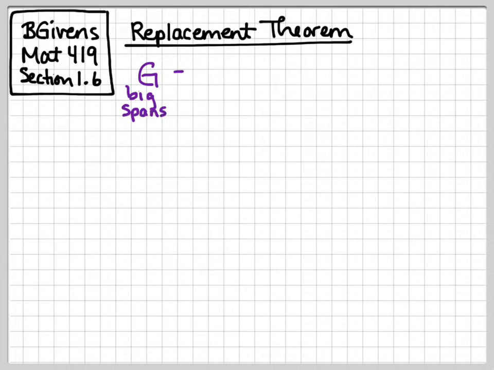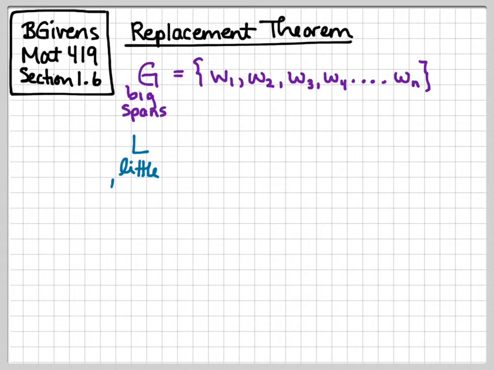Okay, so in the theorem we have this set G, which is big, and it spans V. I'm going to write G as W's like that. And then I have a set L, which is little and is linearly independent. So L is V1 to Vm. The idea is that L is linearly independent, but L might not span the whole set. L might be too small to span the whole set. Imagine L could be just one vector in R3. That would be linearly independent.